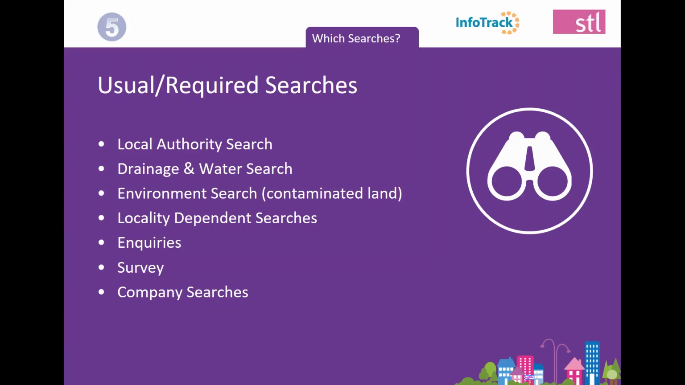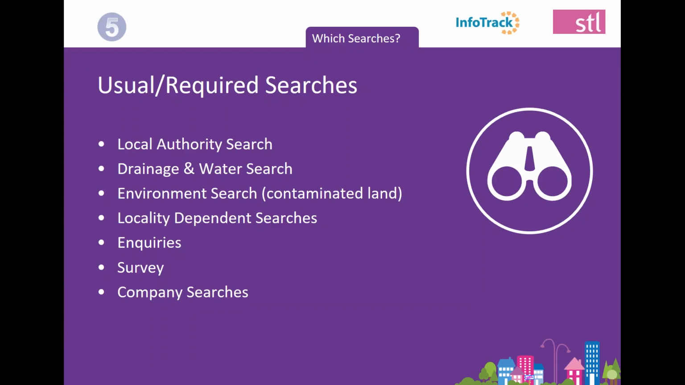Most solicitor clients will order the local authority search, so that's the one that you have to do, the drainage and water, and now as part of the pack, the environment search, because there was a warning card issued a number of years ago for contaminated land, and part 2 of the CML handbook says whether the lender wants to receive that environmental report, but there is a warning card saying that you should advise your client about any contaminated land. You may then want to do locality dependent searches, survey we've talked about, and any company searches.